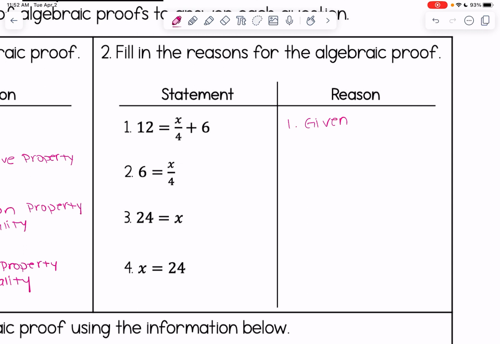It looks like 6 was subtracted on both sides. And you don't have to fill in these steps here. That's up to you. I'm just writing that so you can see what happened. So since we subtracted, that's our subtraction property of equality.